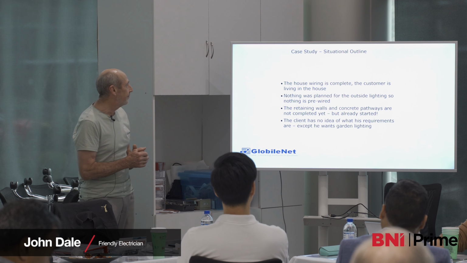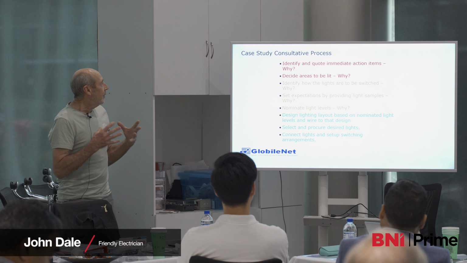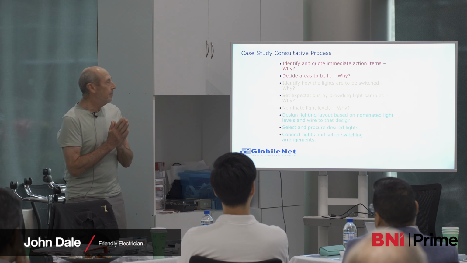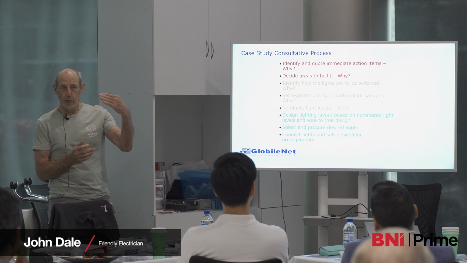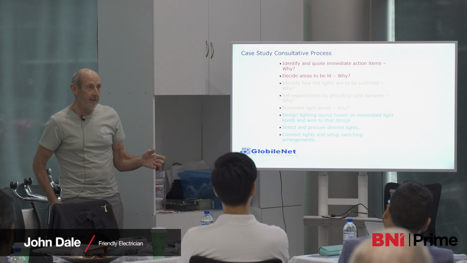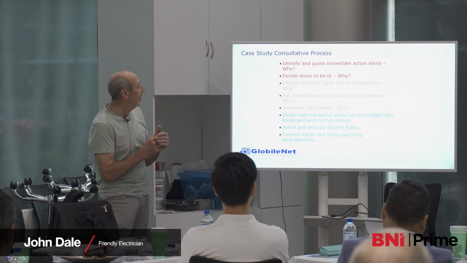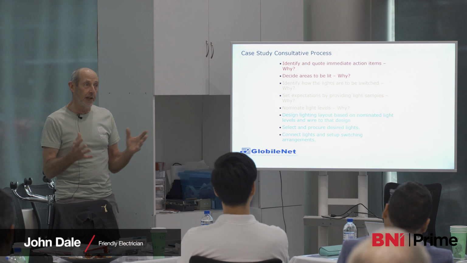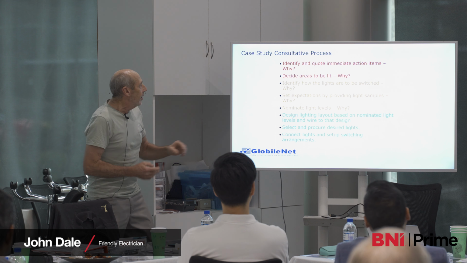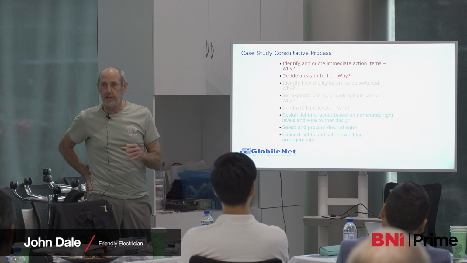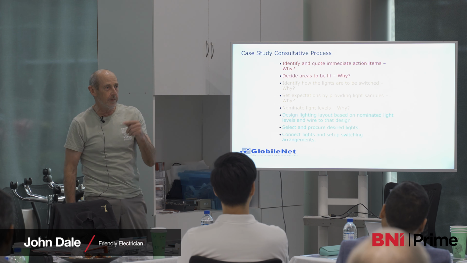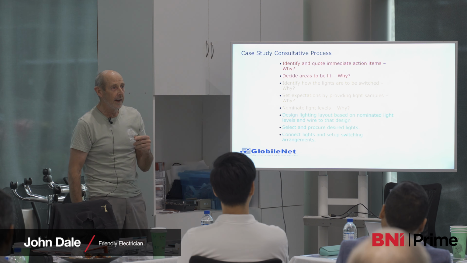Right, next slide. So when you look at the consultative process, I've got to first say, what are the immediate action items, because they're going to put the walls up next week, right? And if they put the walls up, I'm not going to be able to run conduits everywhere. So I need to do that, and I need the customer to say which areas they want lit. That was a big block of land. Now, I need to say, how are you going to switch these lights? Because you haven't wired something inside the house. So if you're expecting to switch something on at the front door, how are you going to do it?